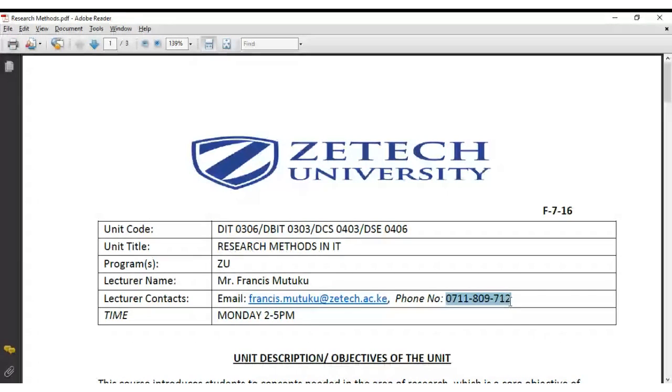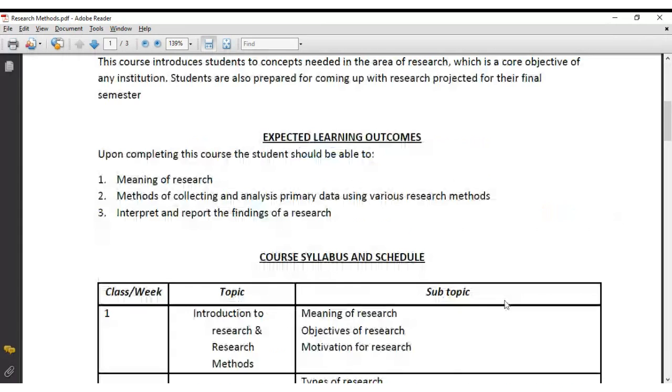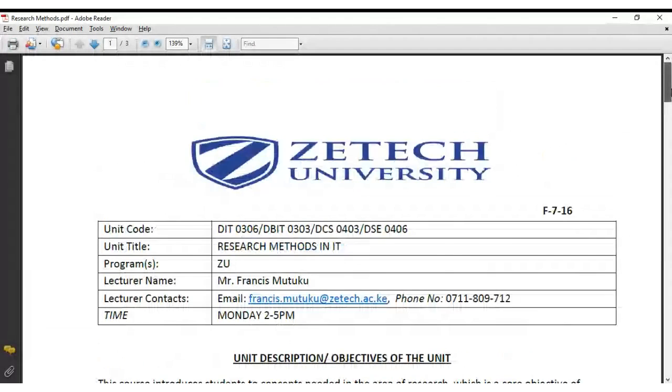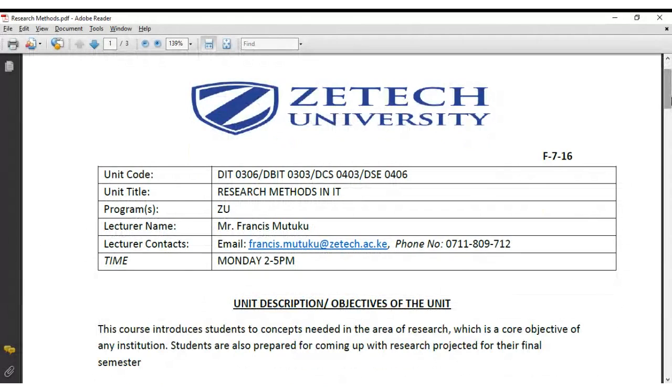Use it for WhatsApp. Sometimes you may find it off, or you may call in and find it not going through. So you use WhatsApp, and through that we are going to communicate in a good way. We are going to be meeting for this class every Monday from 2 to 5 p.m.